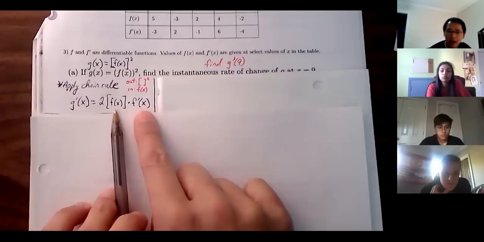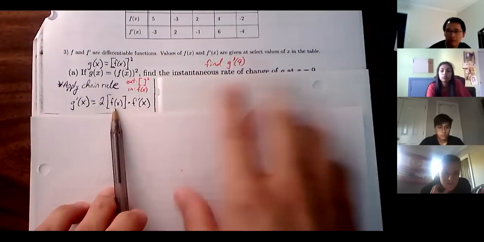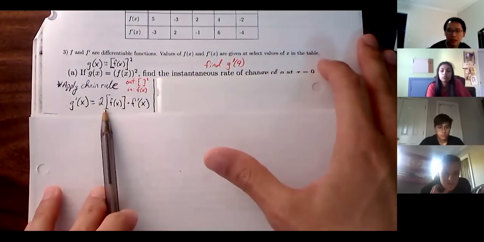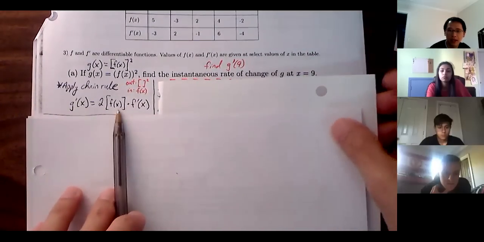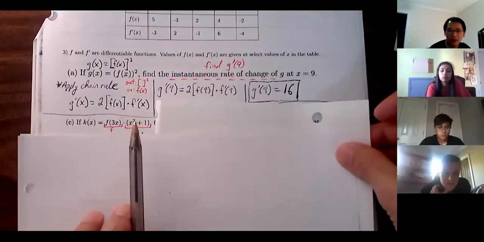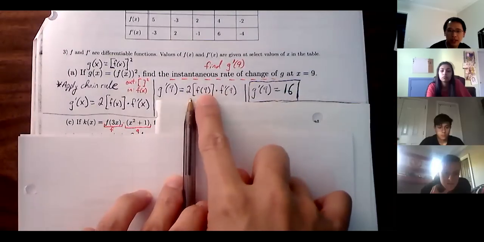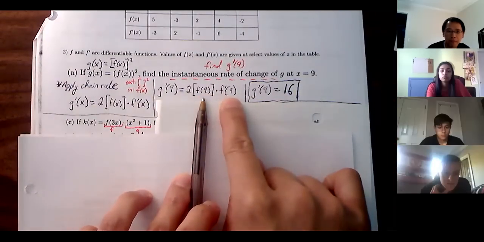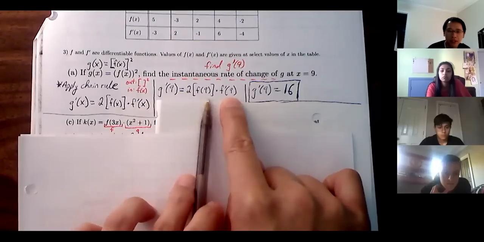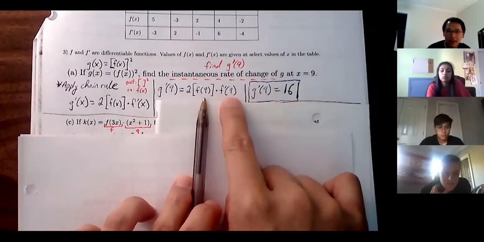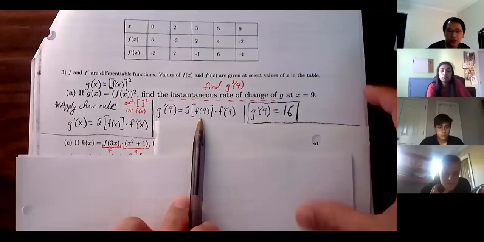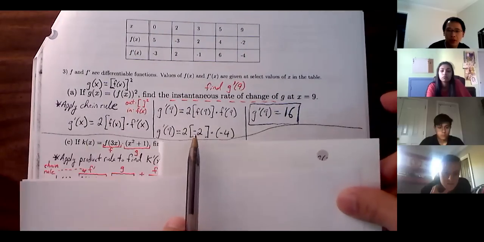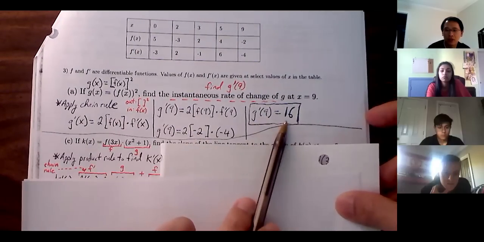Now that we have our derivative spelled out, we can start putting in 9 for x. Let's plug in 9 for x, and we get 2 times f of 9 times f prime of 9. I'm just making my substitution here. And then let's see what's f of 9. F of 9 is equal to -2. F prime of 9 is equal to -4. So we're just making substitutions, reading our table, and then getting it down to our numeric answer.